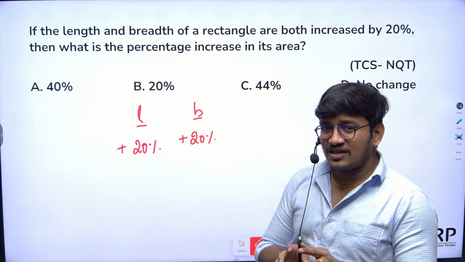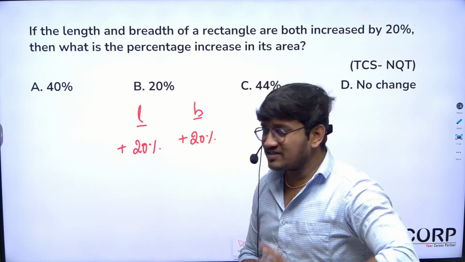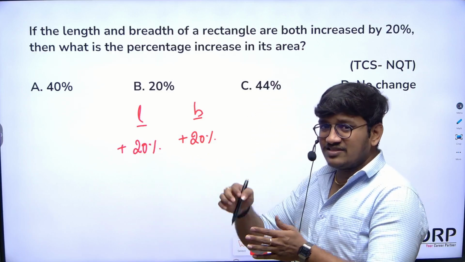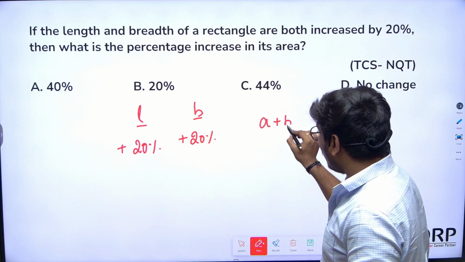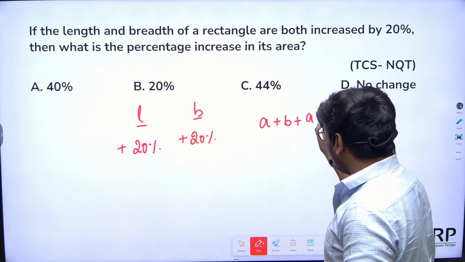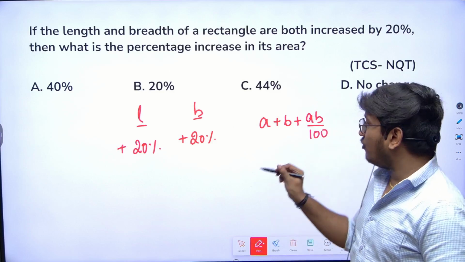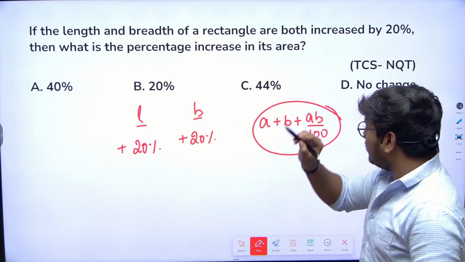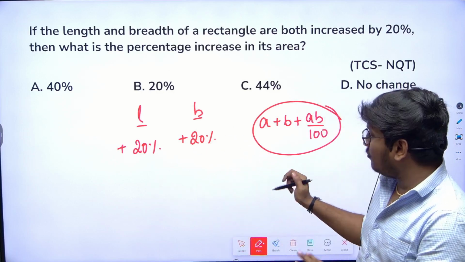Now they are asking us to find the overall change in the area. As I said, when it is successively increasing, why can't we use this formula, A plus B plus AB by 100? I said already in the last class that this formula is very, very important in percentages, and you should know how to apply it. Now simply apply this formula here.